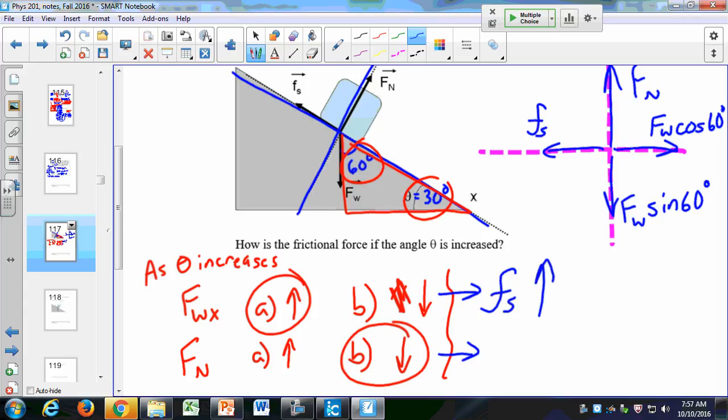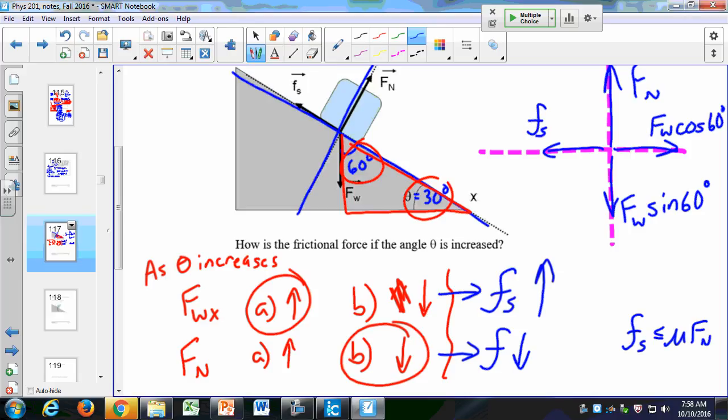However, the normal force, as it goes down, how does that affect static friction? It's going to cause it to decrease, because remember, static friction is dependent upon the normal force in this way. So this will cause our static friction to decrease.